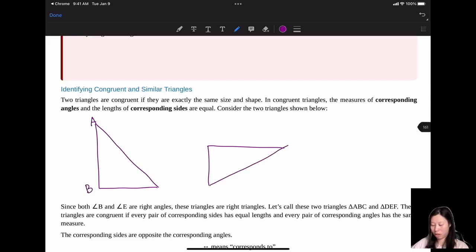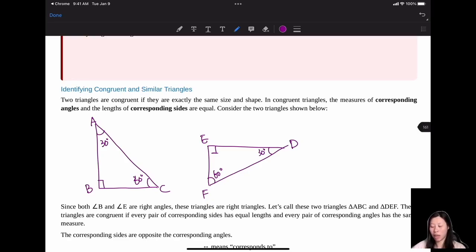Triangle A, B, C and triangle D, E, F. Okay, look at these two triangles. They all have a 107-degree angle, and then one angle is 13 degrees. The other one is 60 degrees. Is this congruent? We don't know yet, because when it comes to congruent, they have to be the same size and same shape. So that means the measures of the corresponding angles are equal. Also, the lengths of corresponding sides have to be equal.